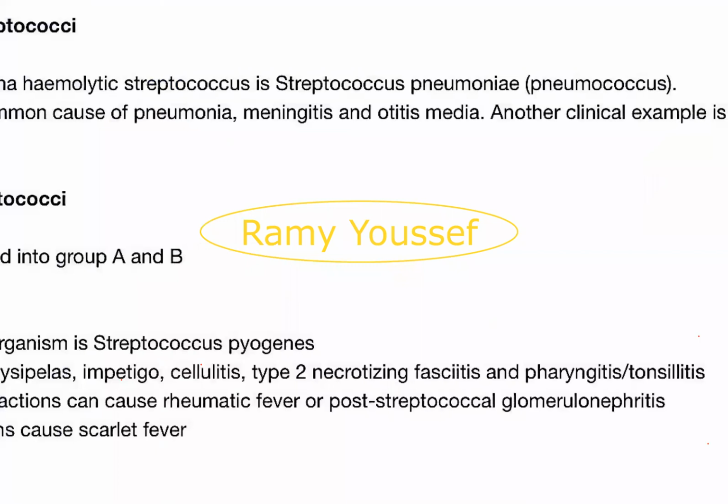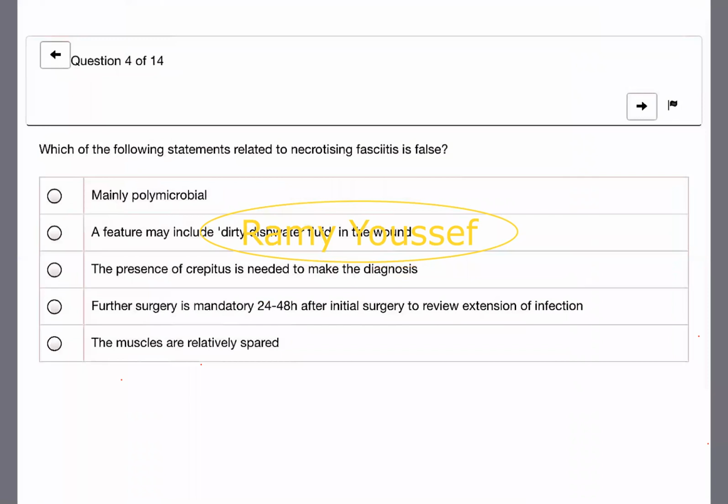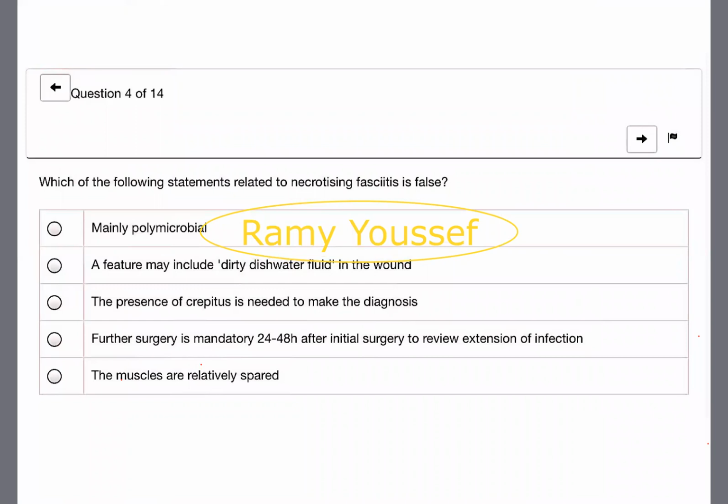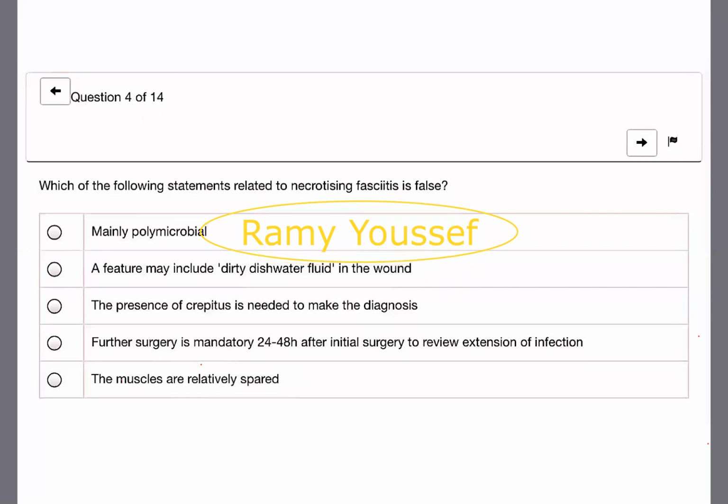Okay, Dr. Ibtihal. Which of the following statements related to necrotizing fasciitis is false? Mainly polymicrobial; features may include dishwater-like fluid in the wound. The presence of crepitus is needed to make the diagnosis. Further surgery is mandatory 24 or 48 hours after initial surgery to review extension of infection. The muscles are relatively spared. I think the answer is that the presence of crepitus is needed to make the diagnosis. Exactly, it is not mandatory that you find crepitus.